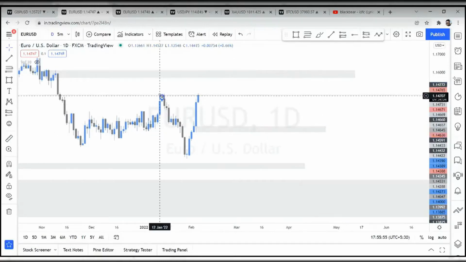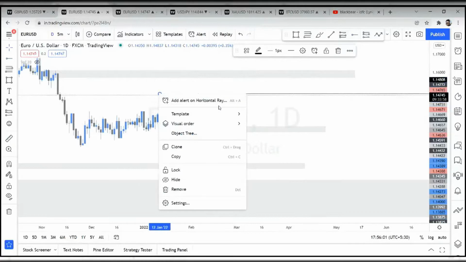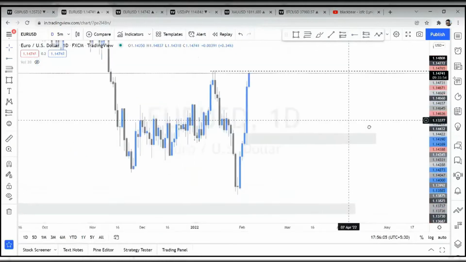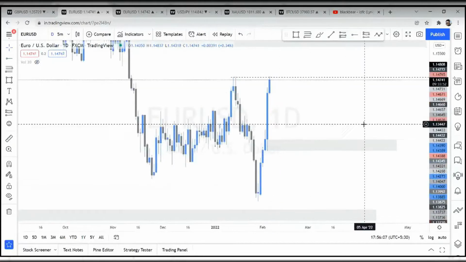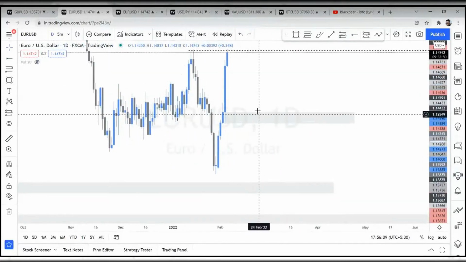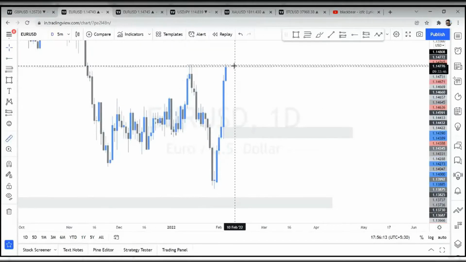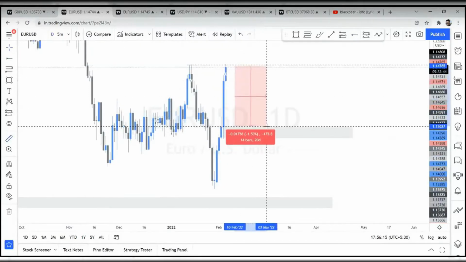So this became a liquidity, right? So let me just mark this. This is a liquidity, by the way, which we have already grabbed. So if price comes down here, so this would be like what? This must be a huge 175 pips.